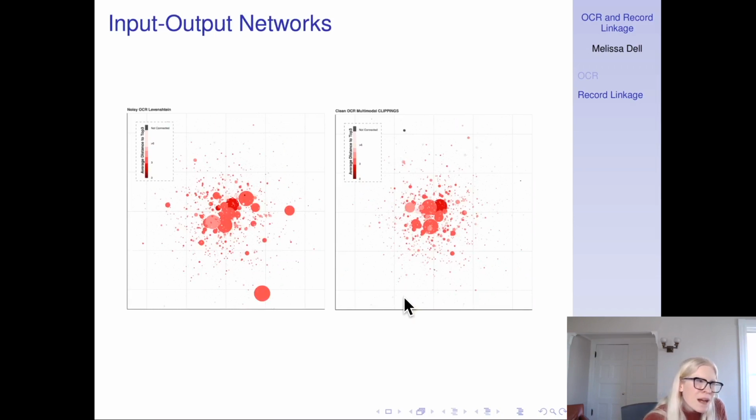This is what the input-output networks look like. This is noisy OCR with Levenshtein distance on the left, and clean OCR on the right. You see the degree centrality is proportional to the size of the dot, and the shading is just the distance to one of the big three pre-war Japanese firms.